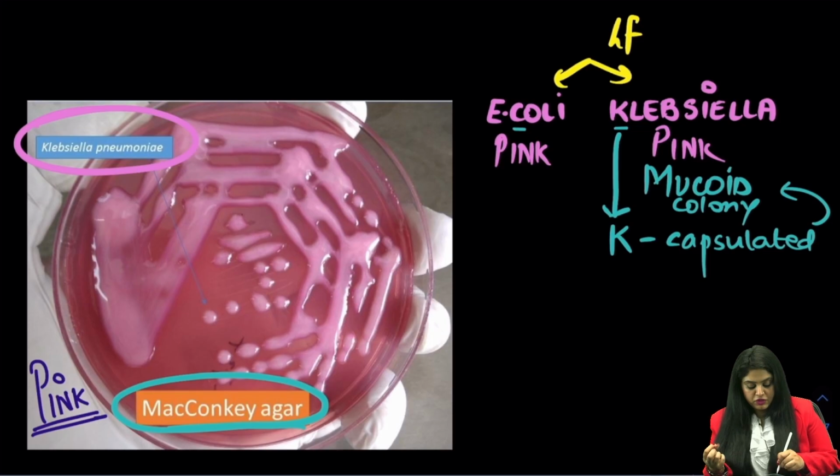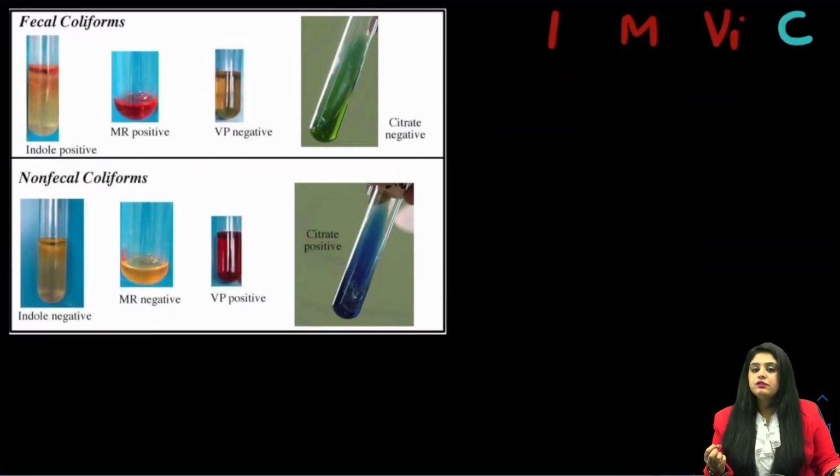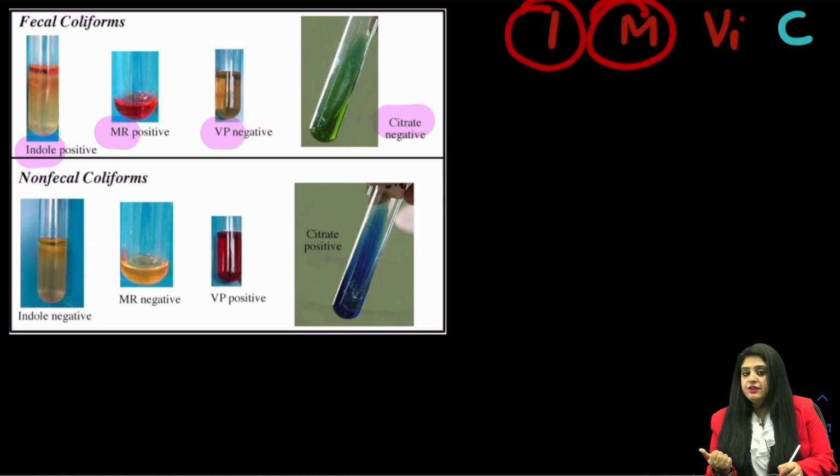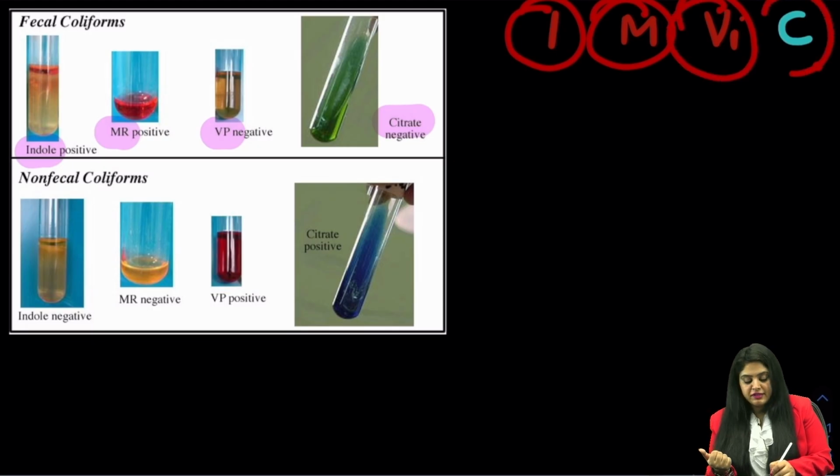But for differentiating, I have one more set of tests that I do, and those are known as the IMVIC testing. First, how have I written it? I've written it in very different colors. Everyone knows the names. Quick revision: I for indole test, MR for methyl red, V for Voges-Proskauer test, and C for citrate test.